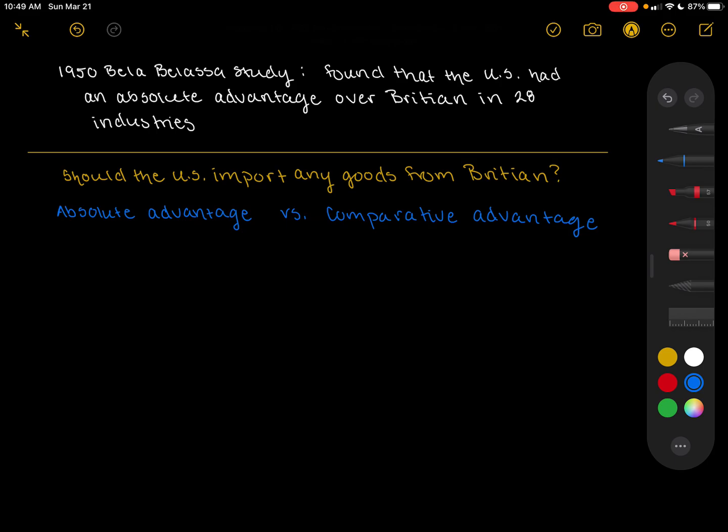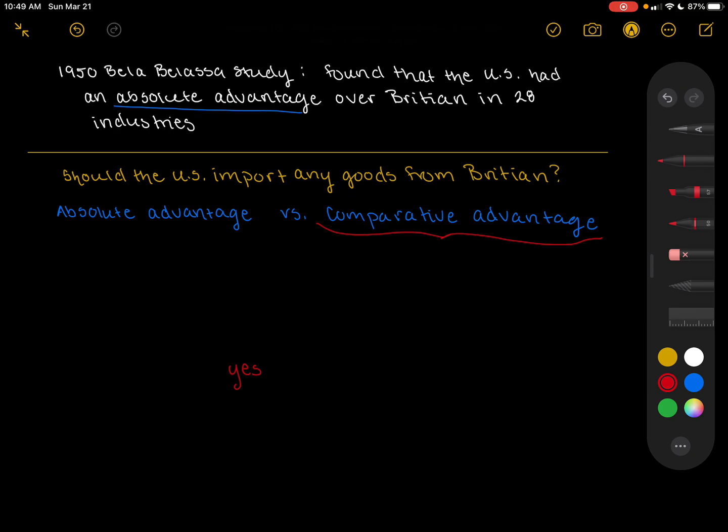Now we'd like to know whether or not the US should import any goods from Britain, given that we understand this absolute advantage that they have. Well, the simple answer is that yes, the US definitely should import some goods. Now, we're not given enough information to say which goods for certain, but the goods that they should import are going to be any goods that Britain has a comparative advantage in.